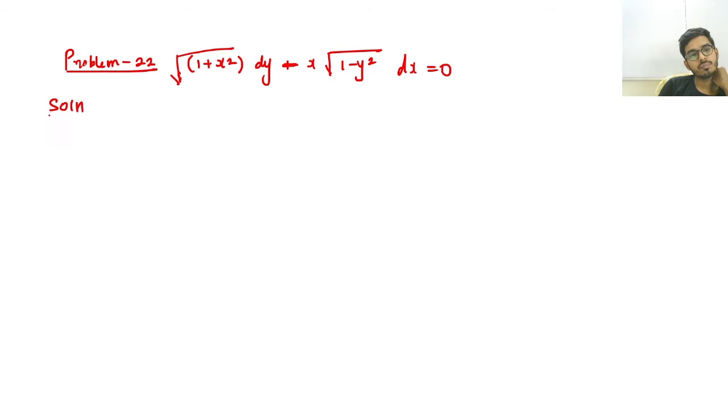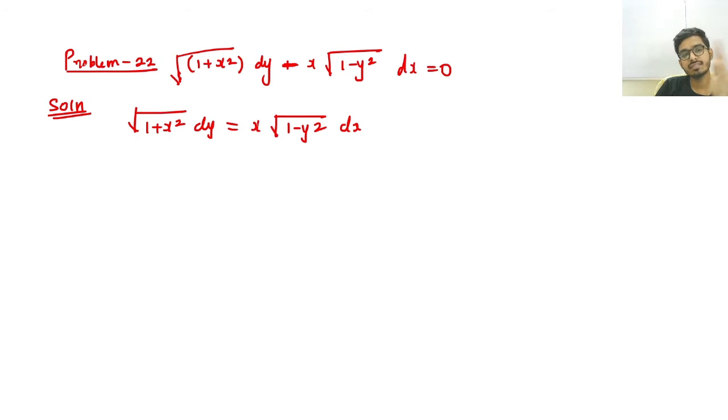Problem. Solve root of 1 plus x squared dy minus x into root of 1 minus y squared dx equal to 0. This will be the same as root of 1 plus x squared dy is equal to x into root of 1 minus y squared dx. Now we will separate dy and the function of y to one side, and dx and the function of x to the other side. So we will have dy divided by root of 1 minus y square is equal to x dx as it is, and we will bring this term to this side.